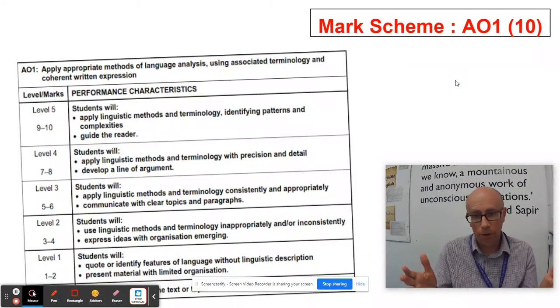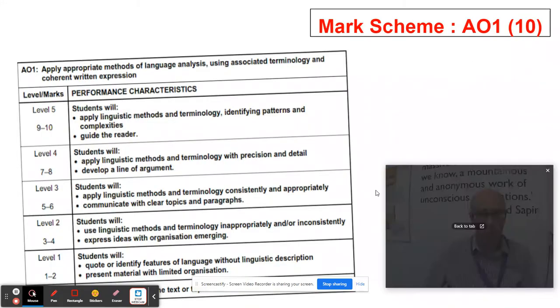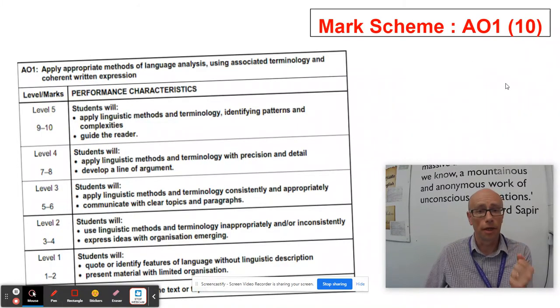So that's further evidence that language variation has not decreased over time. I suppose at this point we have to go to our friend Mark. I'm talking about Mark Scheme. I said to you before the thing is marked out of 30. There is AO1, which gets a mark out of 10. Now have a look at this. AO1 is about you using your language terms, and it's you using coherent written expression.